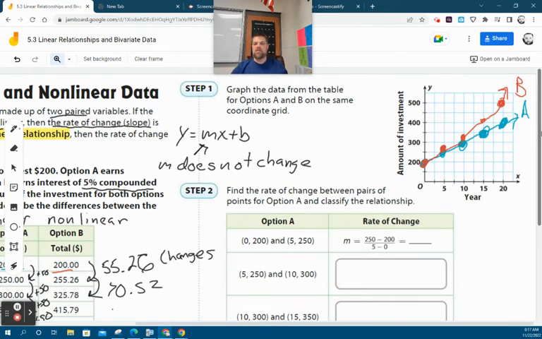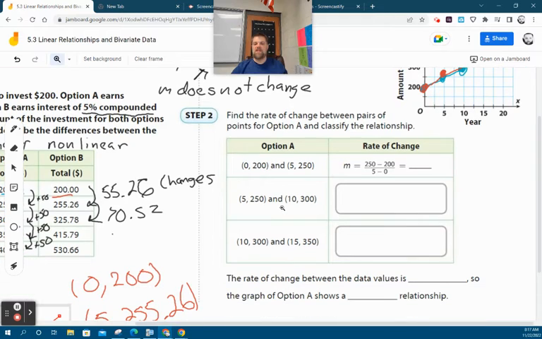So step 1 is we got to graph the data from the table. We have option A and option B on the same coordinate grid. Then it says find the change between A and classify the relationship. So they start us off and they say, all right, let's find the slope. The slope is, what's 250 minus 200? 50. Over 5 minus 0, which is 5. What does that reduce down to?